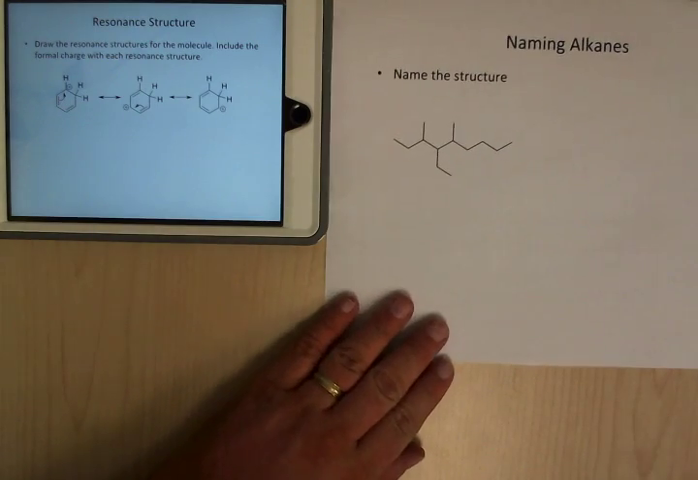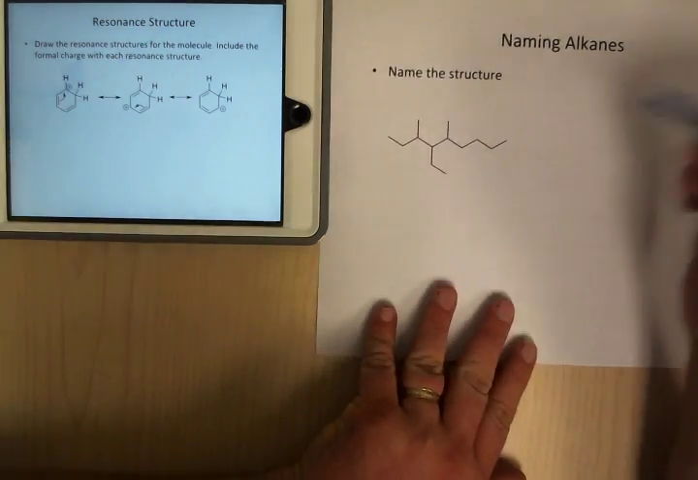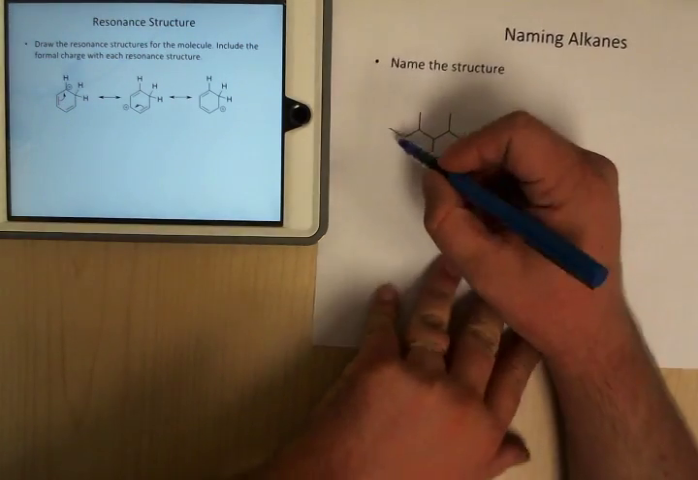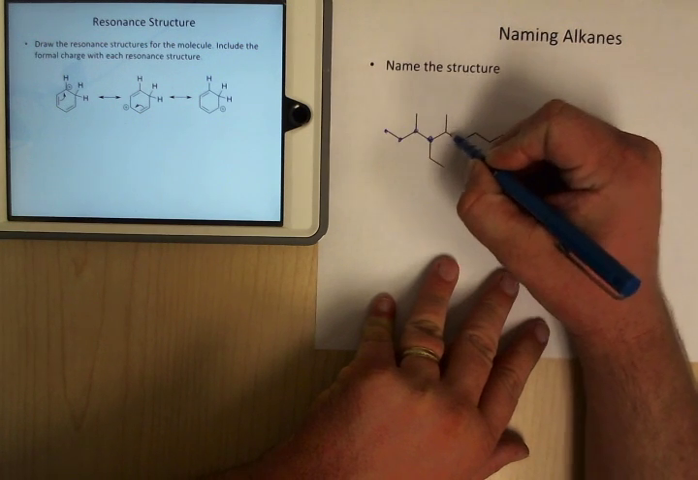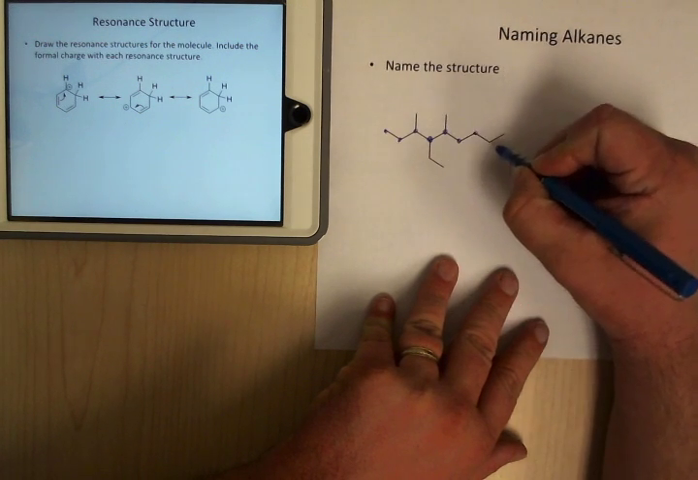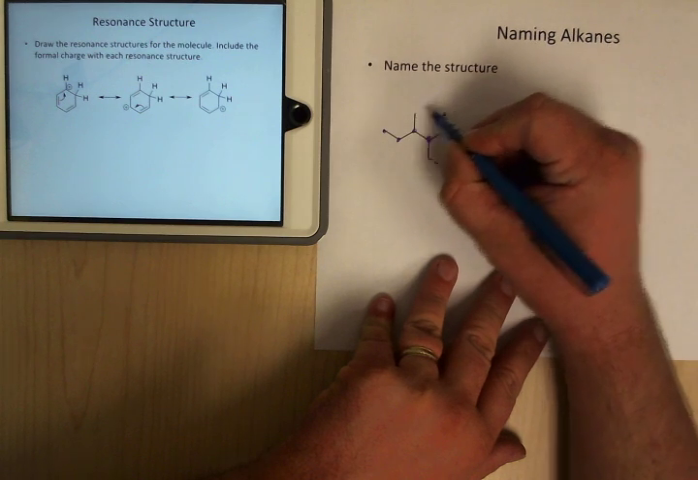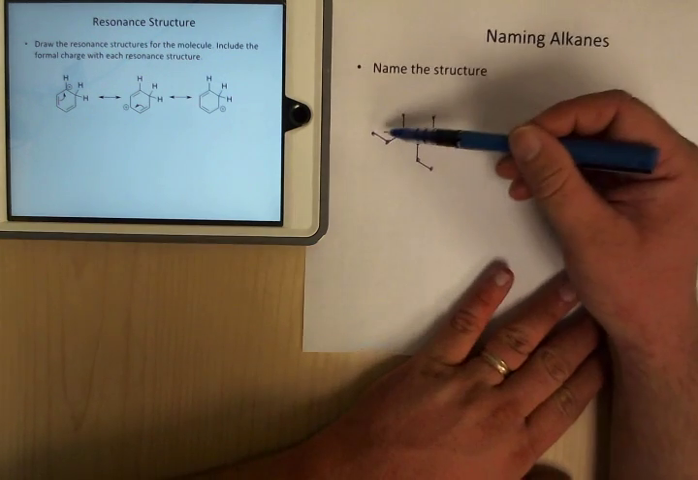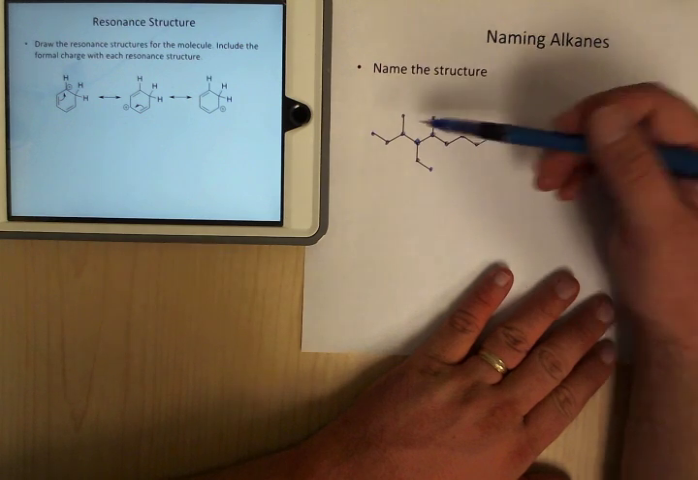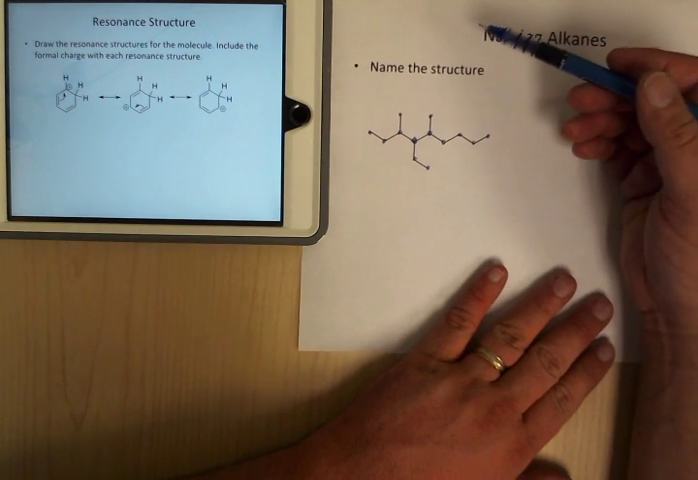Okay, so naming structures, right? So when you have a structure like this, for alkanes, never a bad idea to go ahead and just put dots for the carbons, right? Just a little bit easier to see. Okay. Now, one thing, right? You can always start with the horizontal chain, right? So first step is always getting the longest chain, right?